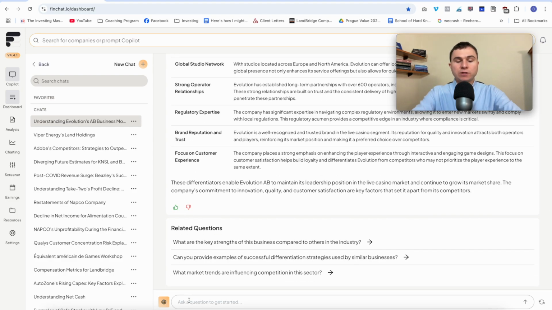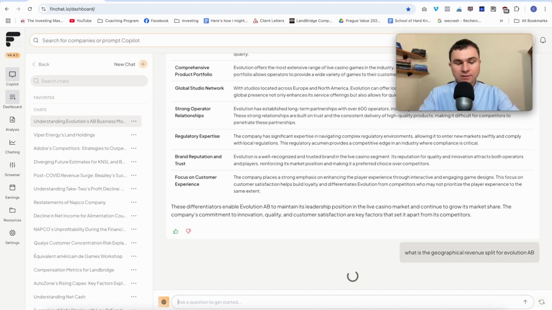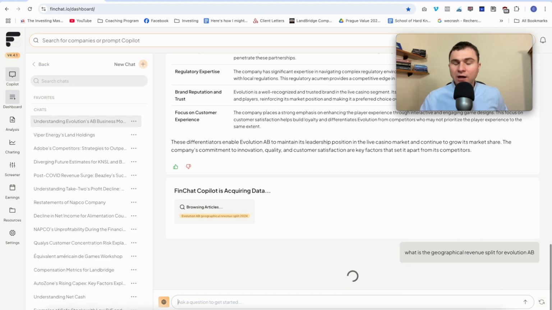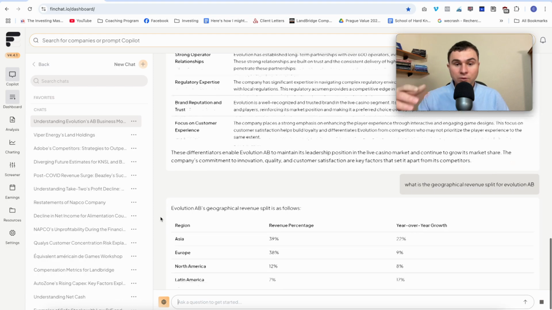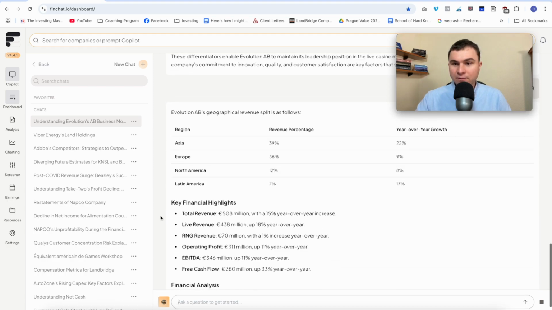And if you have another question, what is the geographical revenue split for Evolution AB? Maybe you will have a pie chart, or let's see, because you have operations in Europe for this business, for Asia, for North America. So I don't know how. Maybe you will see some chart or a pie chart. Maybe you will see the evolution of the North American revenue. Here we go.